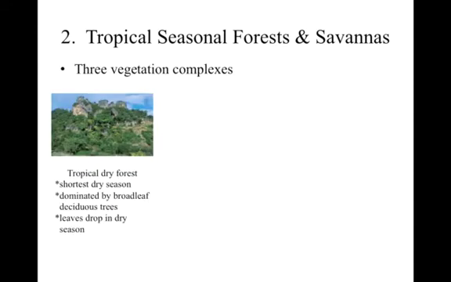So within tropical seasonal forests and savannas, there's actually 3 different vegetation complexes. They're all one single biome, but there's 3 kinds, there's 3 flavors. The first is a tropical dry forest, and this actually has the shortest dry season, and as a result, it tends to be dominated by broadleaf deciduous trees. And these trees drop their leaves in the dry season. And so you look at that picture, and there's quite a lot of growth going on. So again, that has the shortest dry season, the longest wet season.